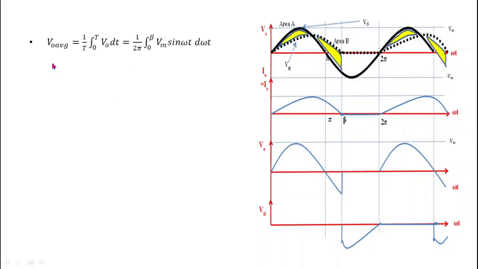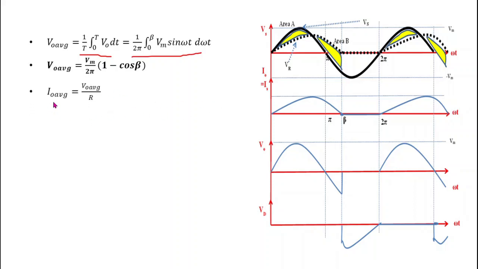First is average output voltage. We know that average value of output voltage is equal to 1 upon T integration 0 to T V naught dt, and here we get output voltage from 0 to beta, and from 0 to beta the equation of output voltage is equal to that of supply voltage. That's why we get 1 upon 2 pi integration 0 to beta Vm sin omega t d omega t. On integrating this, we get V naught average is equal to Vm upon 2 pi (1 minus cos beta).